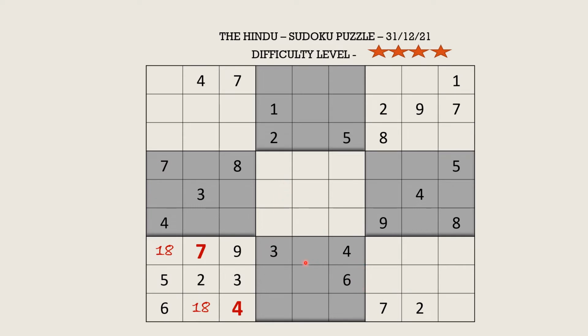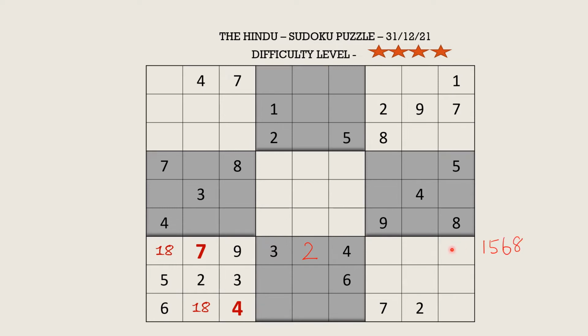Now if you analyze this row, you have this 2 here which blocks these 3 cells. So this is the only cell which can contain 2 in this row. And then the missing numbers in this entire row, there are 4 numbers missing: 1, 5, 6 and 8.